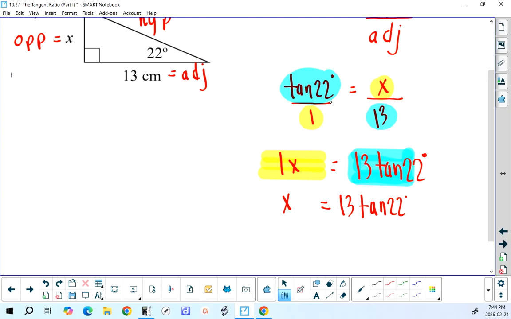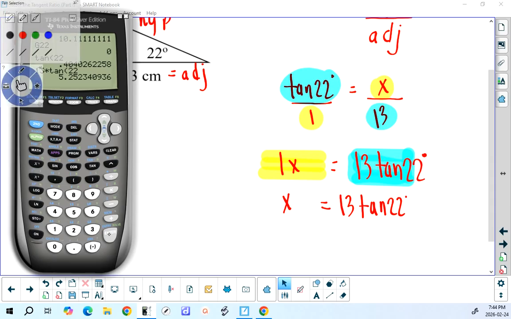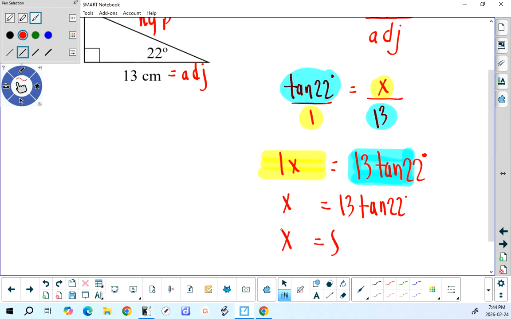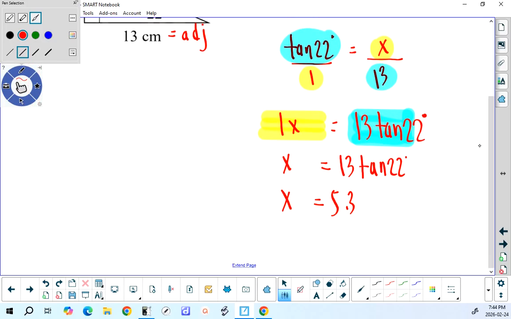I mean, you can figure that out. You don't need to draw a triangle to figure it out, because if you want to know the tan of 22, you use your calculator. So 13 times tangent of 22, well, x is about 5.3. About. I think it said round to the nearest tenth. It doesn't say, but I'm just going to tell you round to the nearest tenth.